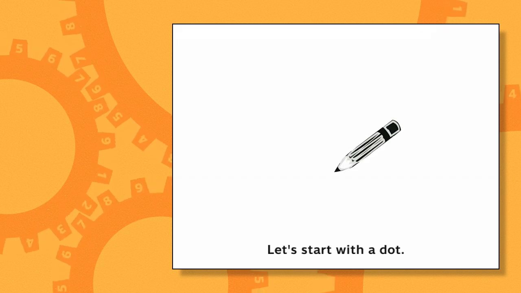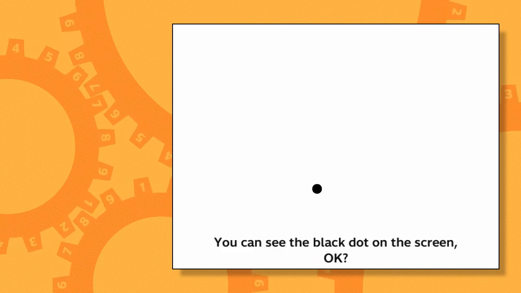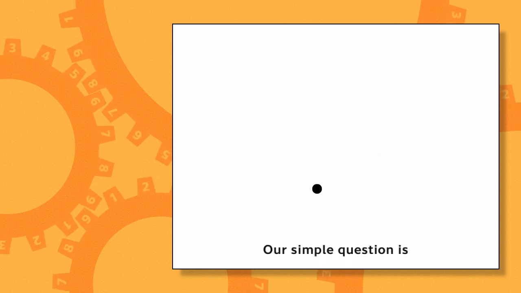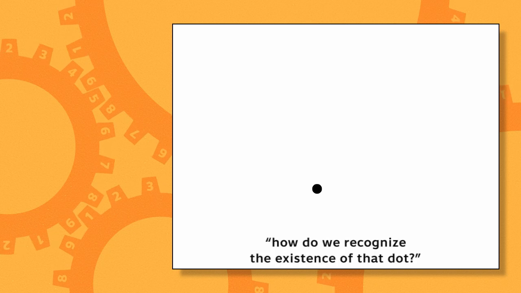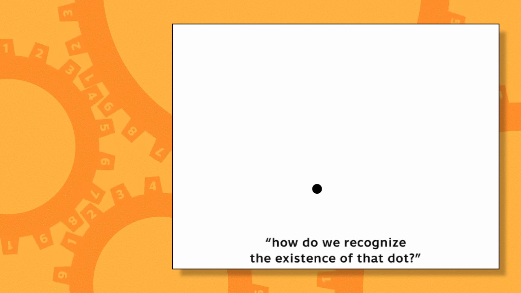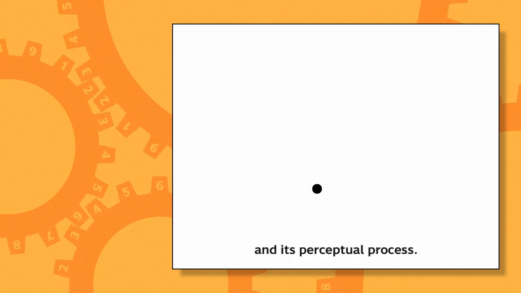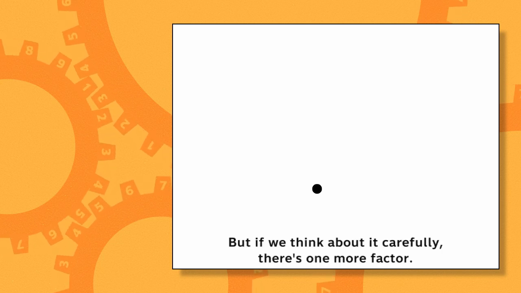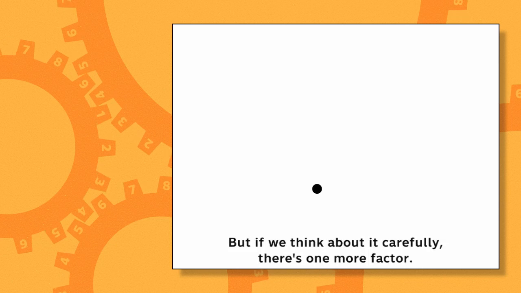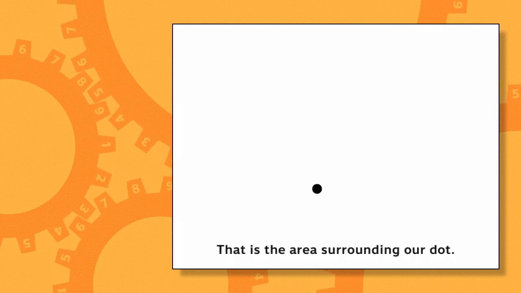Let's start with a dot. You can see the black dot on the screen, okay? Our simple question is, how do we recognize the existence of that dot? General people may say that it's because there's a dot and its perceptual process. But if we think about it carefully, there's one more factor. That is the area surrounding our dot.